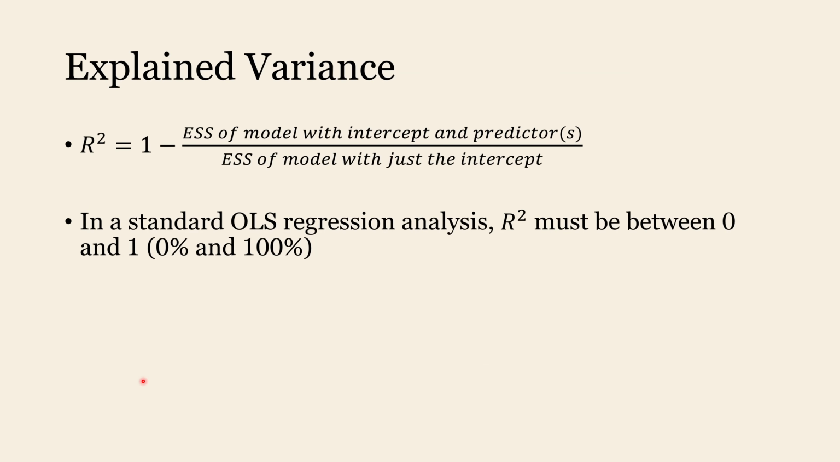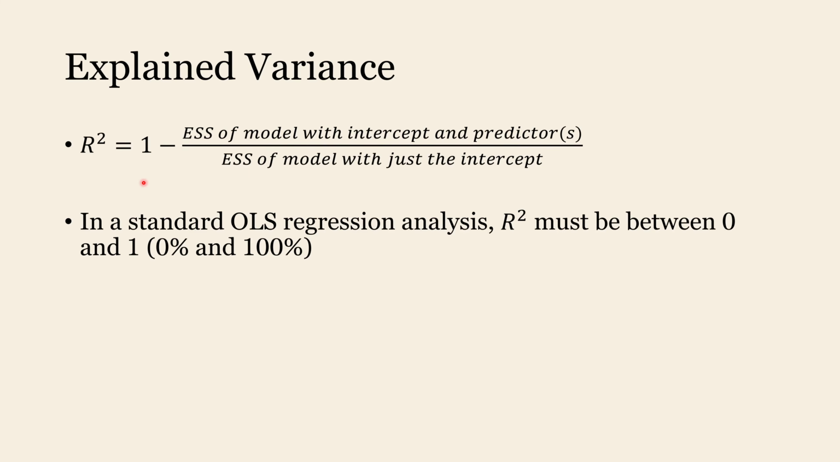To recap, R² is a measure of how much variance your predictor variables explain in an outcome variable. We calculate it by comparing the error sums of squares of your regression model relative to a regression model with just the intercept and no other predictors. If your predictors are good at explaining the outcome, we would expect that these error sums of squares decrease, and therefore the value of R² will increase.